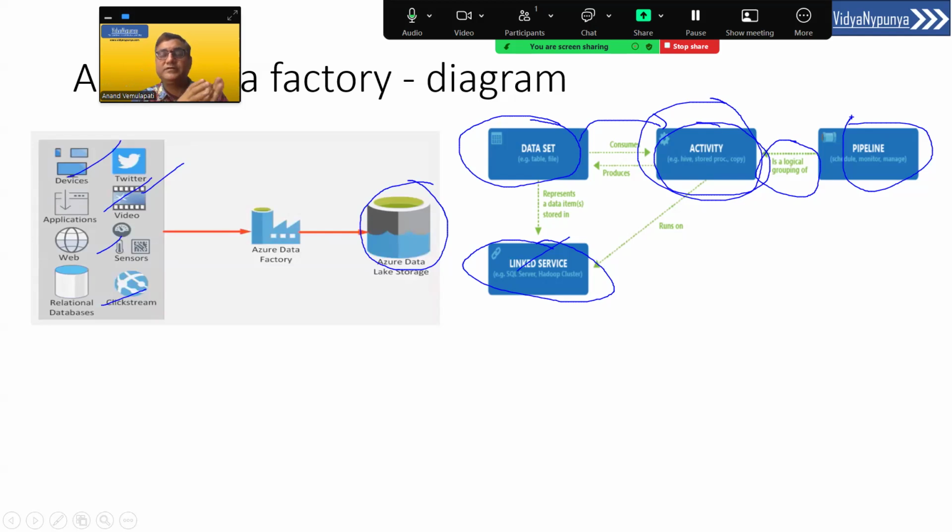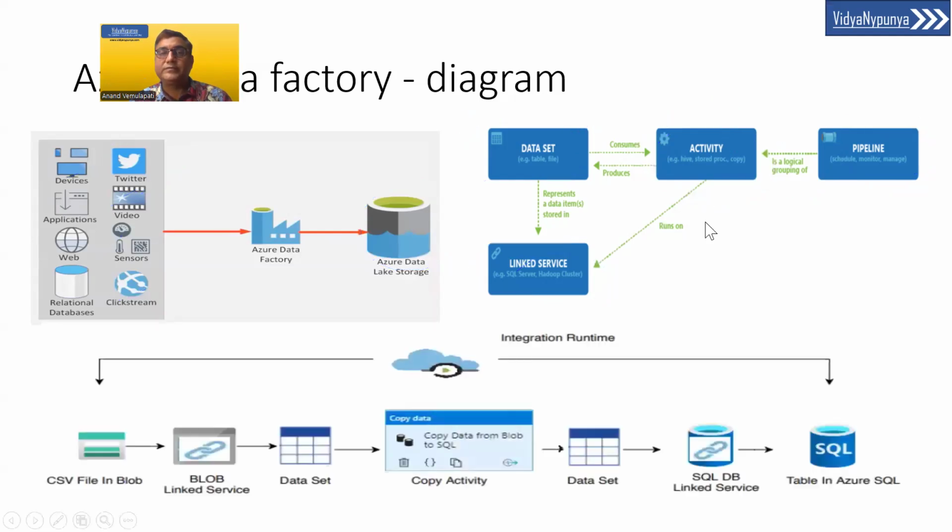And then linked service is something where you are connecting and getting the data set from a data store. So to perform all these actions, you need some compute engine, some compute power, right? CPU power, memory, all those things are required. That is called as integration runtime. So let us look at an example so that it becomes more clear for you.